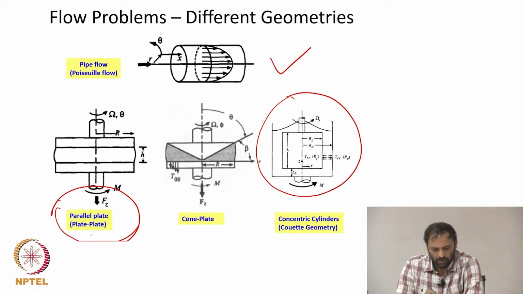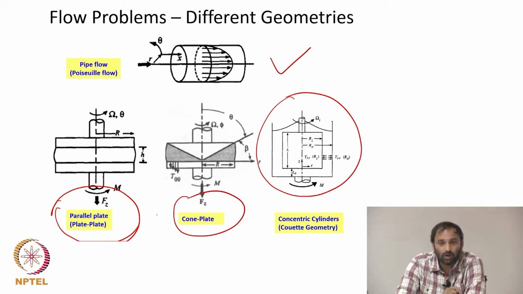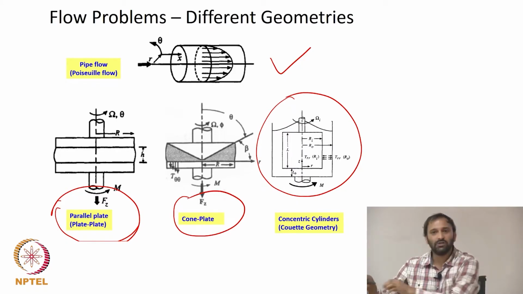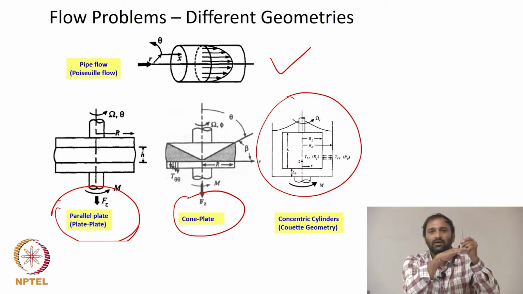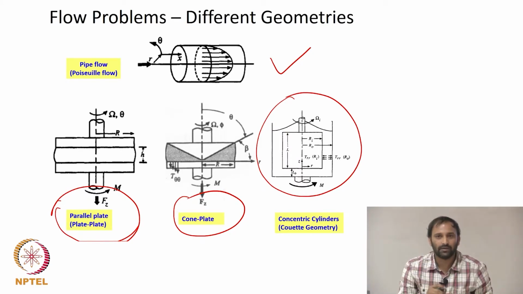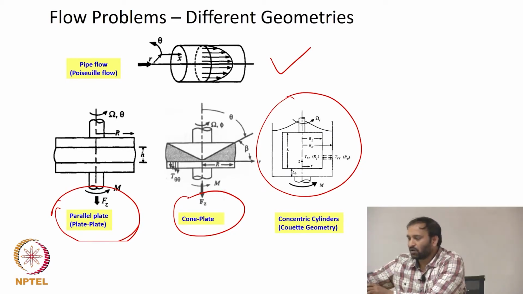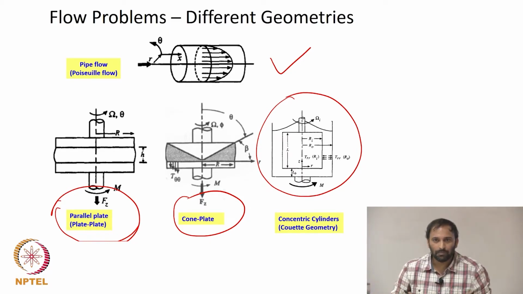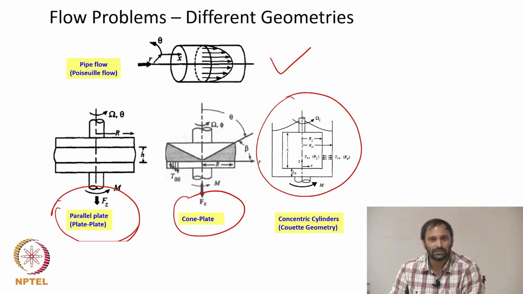Another example is something called a cone plate geometry. Again, there's a similar device like this. Instead of a flat plate here, there will be a tapered cone, and again there's a bottom plate. So these are four classes of standard problems that you do in different books: pipe flow, parallel plate, cone plate, and concentric cylinders.